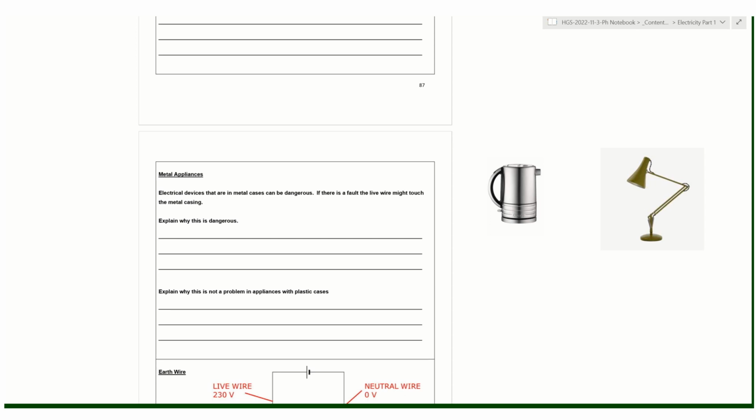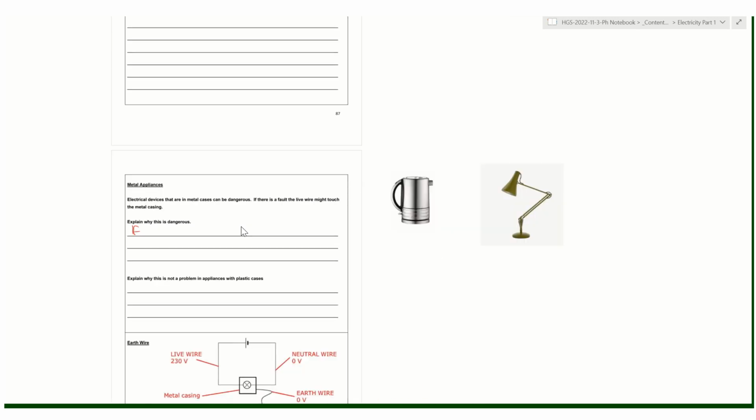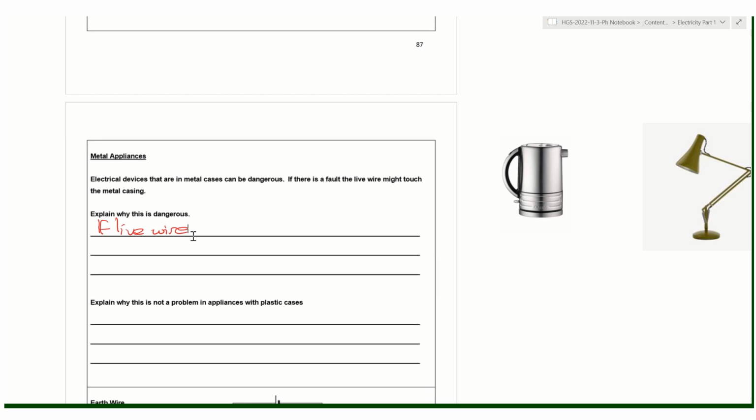goes to 230 volts. If the live wire touches the metal casing.